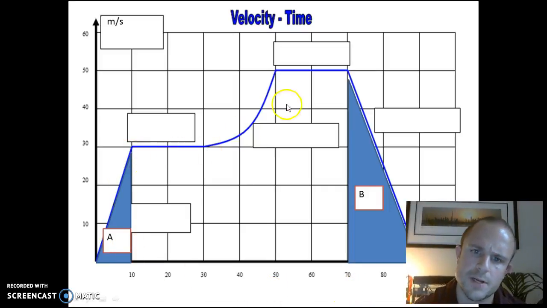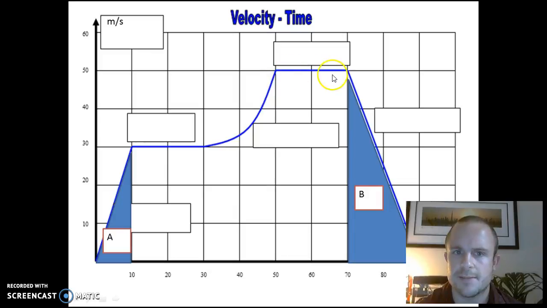Coming back again, we've got these different points occurring on the graph. At point A, in the first 10 seconds, we've traveled to a speed of 30 meters per second. Then between 10 and 50, we've increased our speed again from 30 to 50, but this time you can see that there's a curve. The curve basically means that we've got a changing acceleration, whereas a straight line means a constant acceleration.